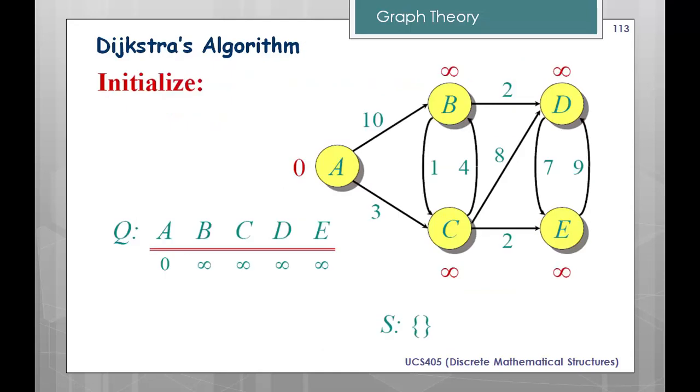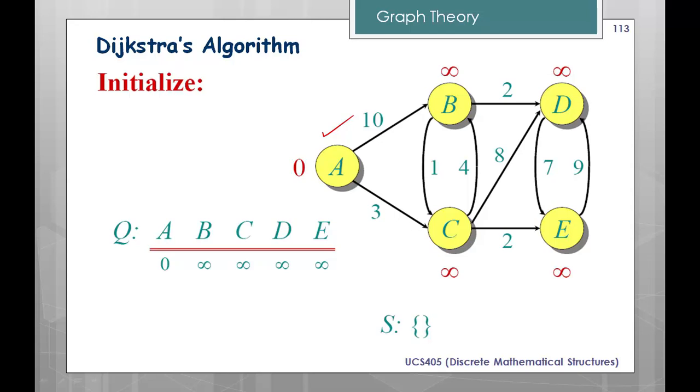See, in the first example, we will study it for the directed graph. Next, we will study it for the undirected graph. So the question is, we have to find the shortest path from the source vertex. What is the source vertex here? A. To all the vertices, and print the path as well.